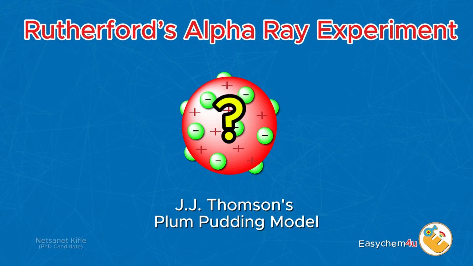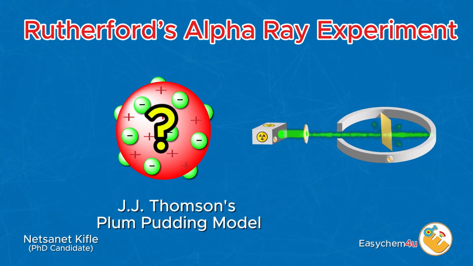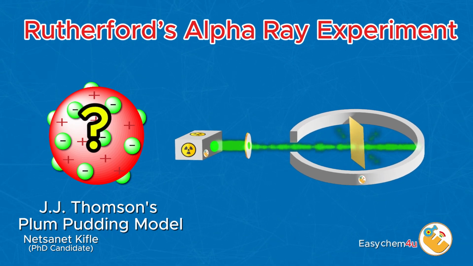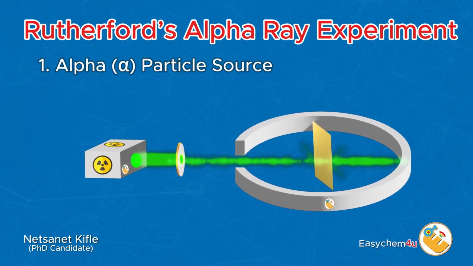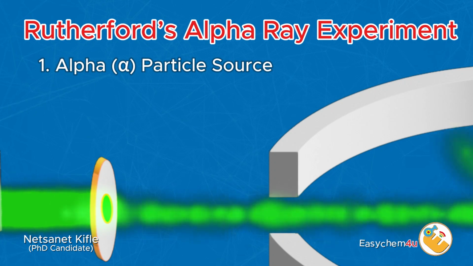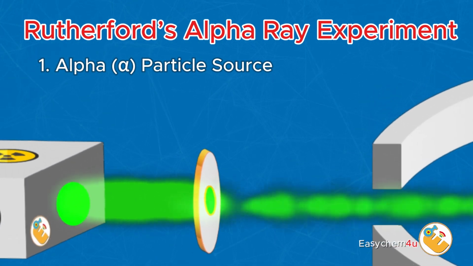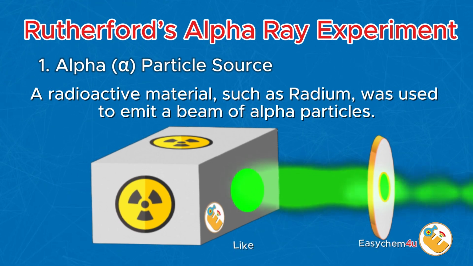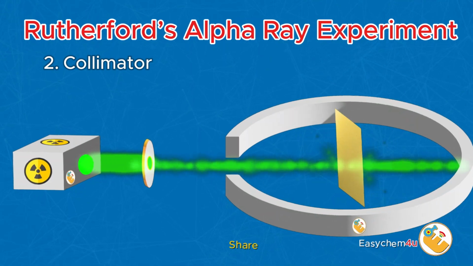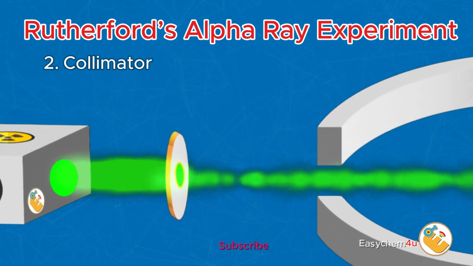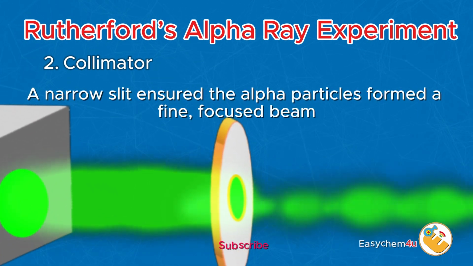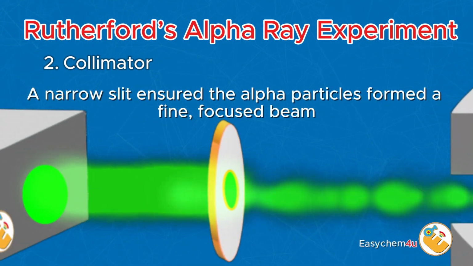To test the plum pudding model, Rutherford and his team designed a precise experiment. Let's break down the components. 1. Alpha particle source. A radioactive material, such as radium, was used to emit a beam of alpha particles. 2. Collimator. A narrow slit ensured the alpha particles formed a fine, focused beam.